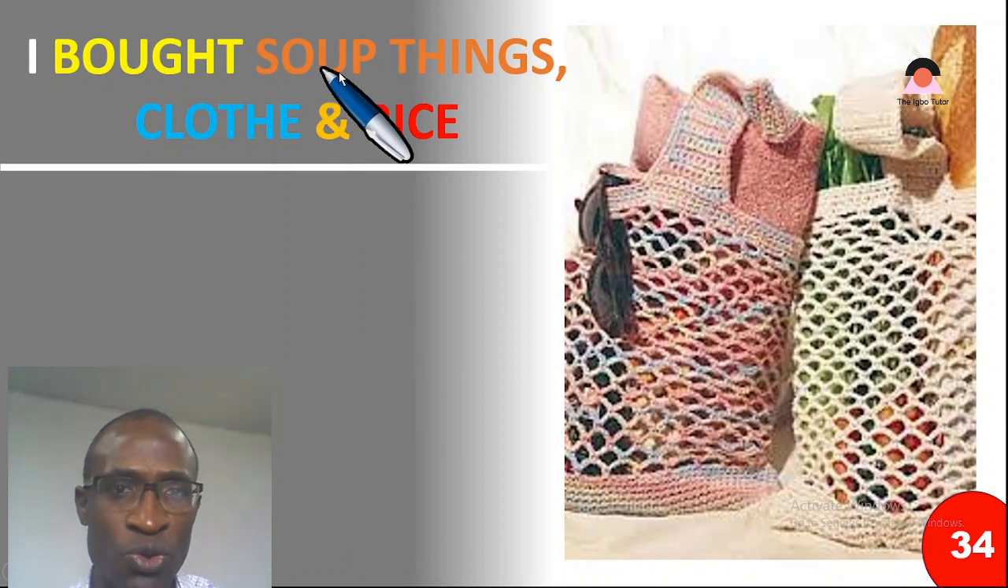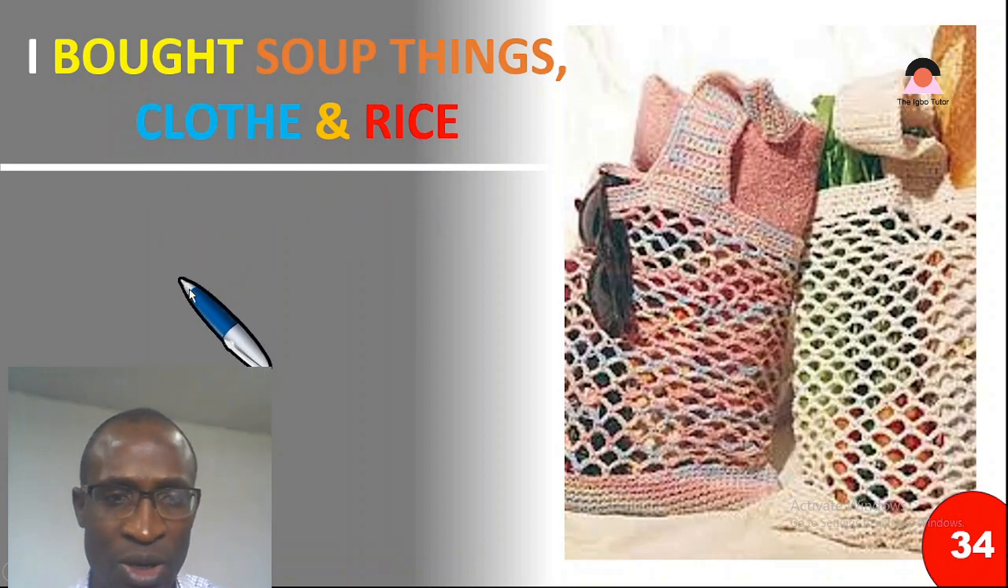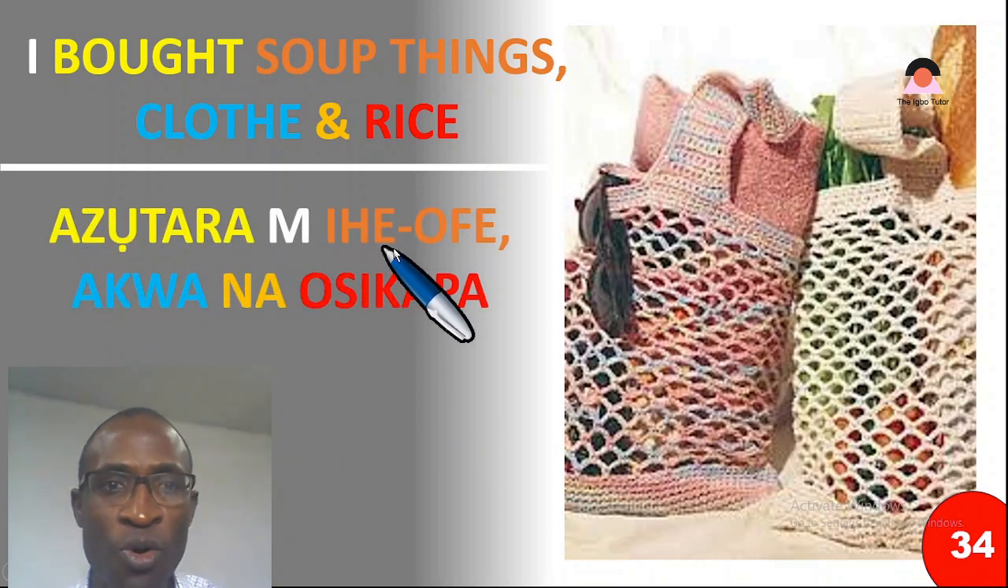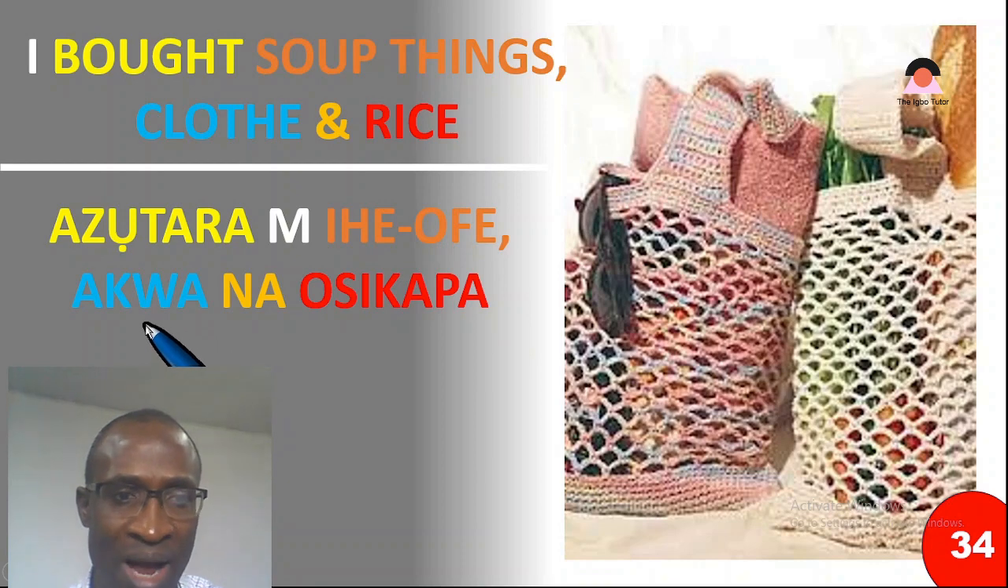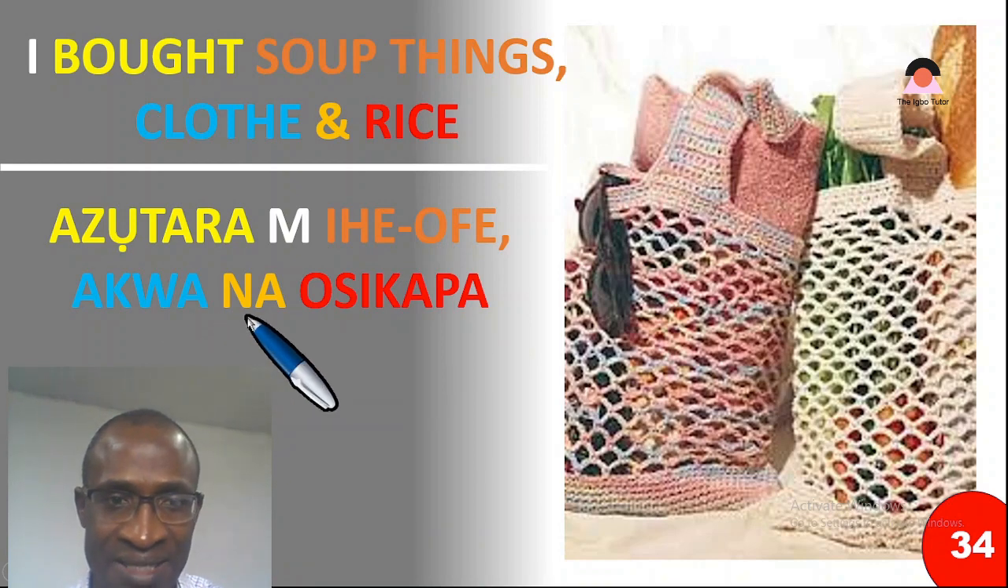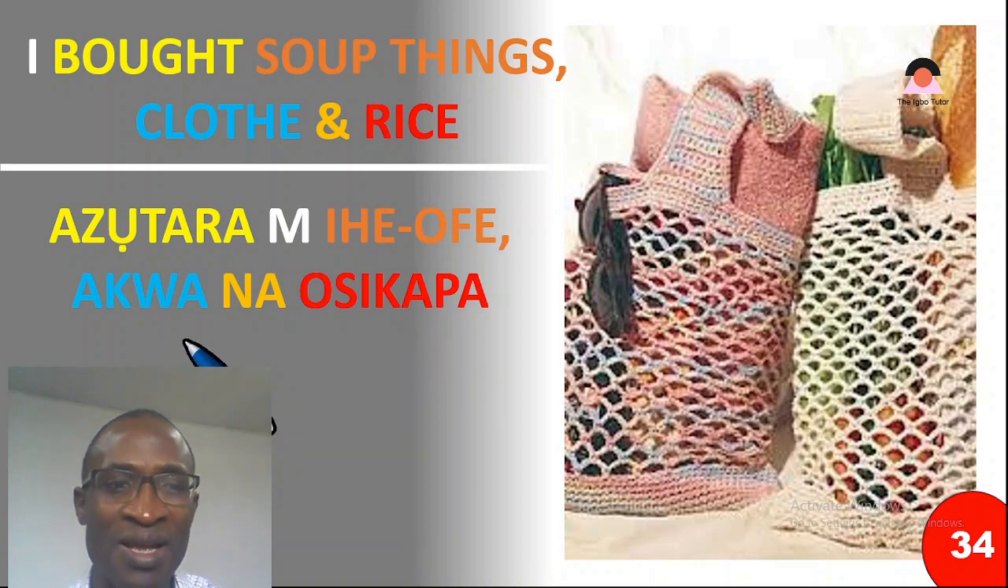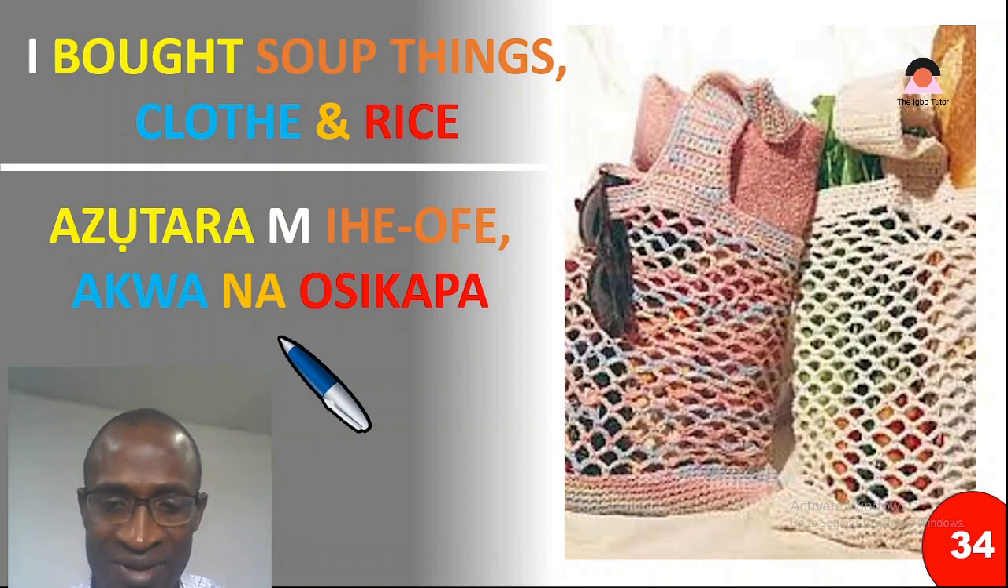I bought soup things, clothes, and rice. How is that said in Igbo language? Azụtara m ihe ofe, soup things, akwa, clothes, and osikapa, rice. Azụtara m ihe ofe, akwa, na osikapa. I bought soup things, clothes, and rice. That's very lovely. So many things.